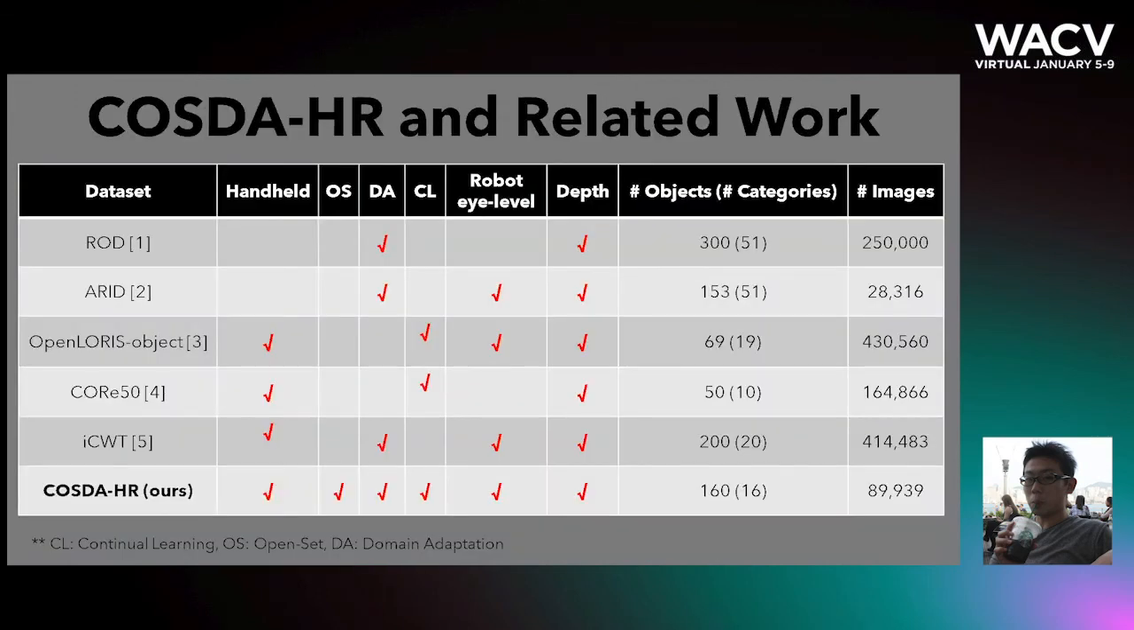Although there have been many datasets for visual recognition on robots, to the best of our knowledge, none of them have covered the mentioned three problems simultaneously to recognize naturally arranged objects in a room by training with handheld ones. On the basis of this motivation, in this paper we propose the COSDA-HR dataset.